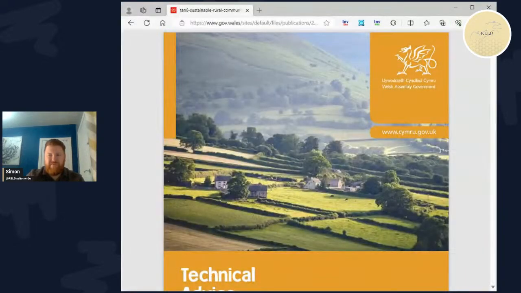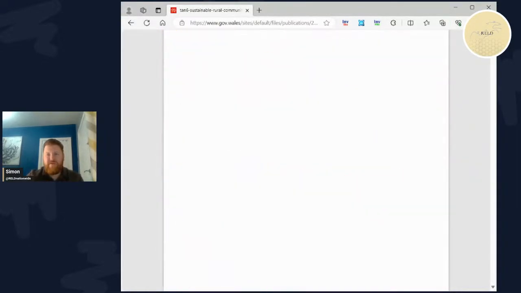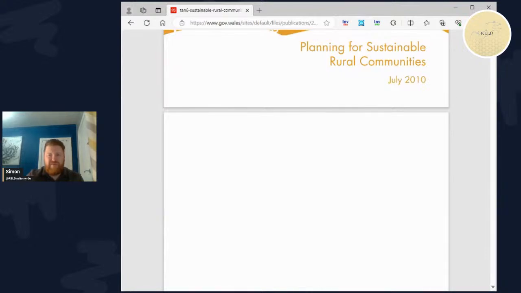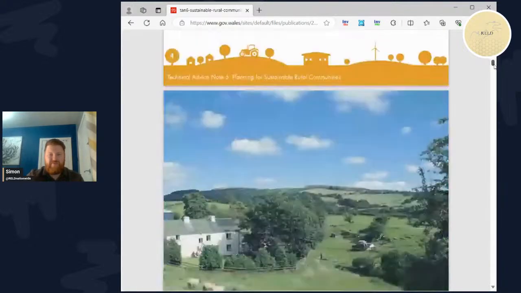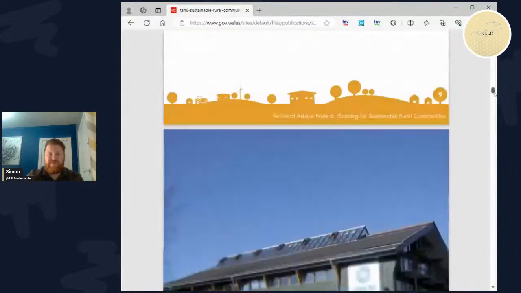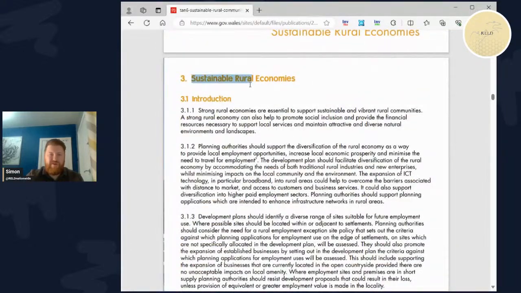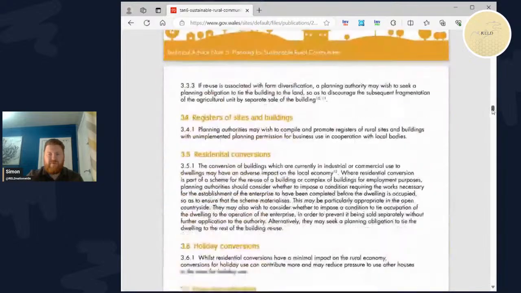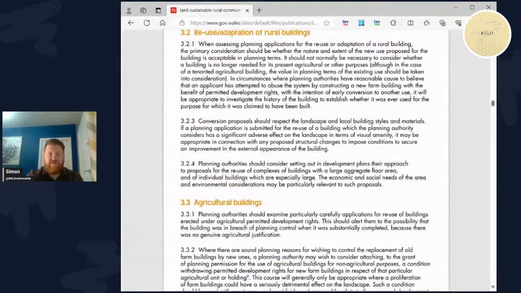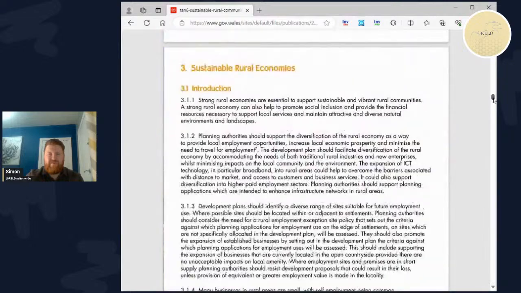The advice over the rural enterprise for the Welsh system is available if you want to Google or search TAN 6. And again, as I say, it's much more inclusive. What you're looking for is this document here, and you can see how it is effectively planning for sustainable rural communities, i.e. planning for the relevant use of the land and the buildings. And if you start looking at section 3 and section 4, you can see here some of the elements that are incorporated into that.